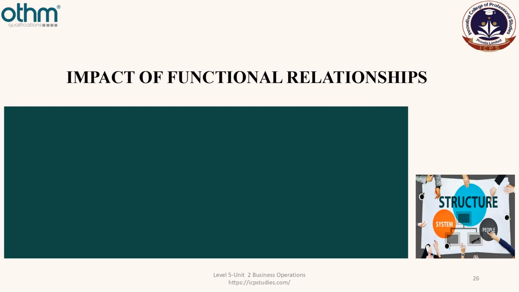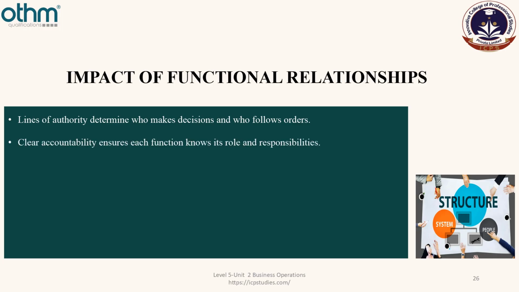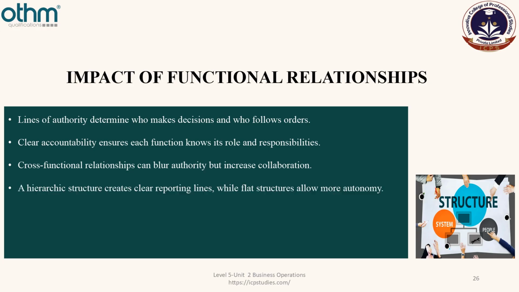Now we will discuss the impact of the different functional relationships. The first is the line of authority, which determines who makes the decisions and who follows the orders. Then clear accountability is important as it makes sure that each function knows its role and responsibilities in the company. The cross-functional relationship can blur the authority, but it can increase the collaboration.